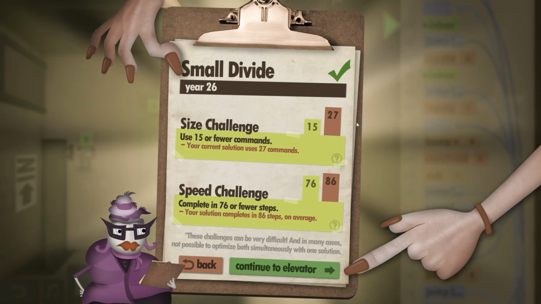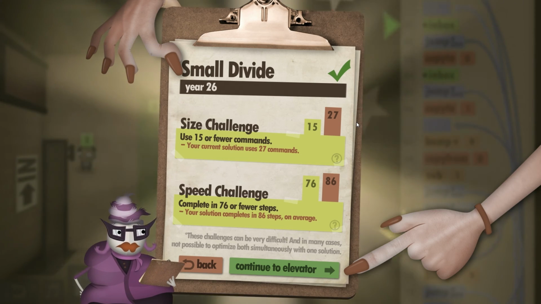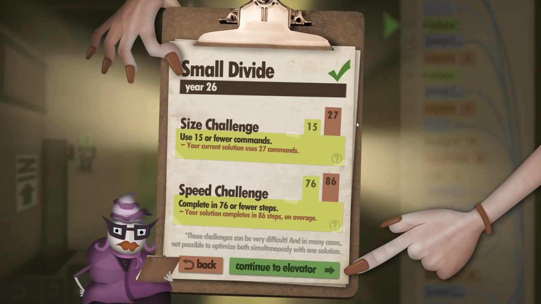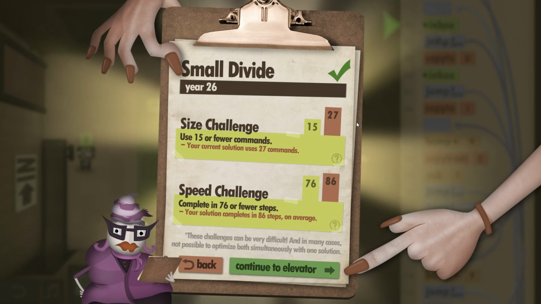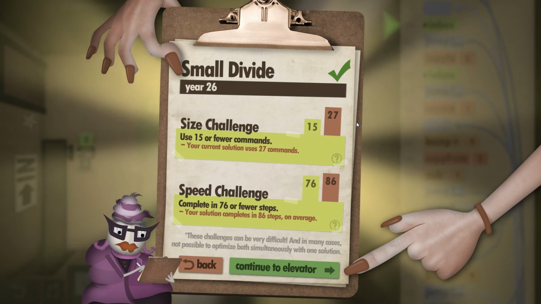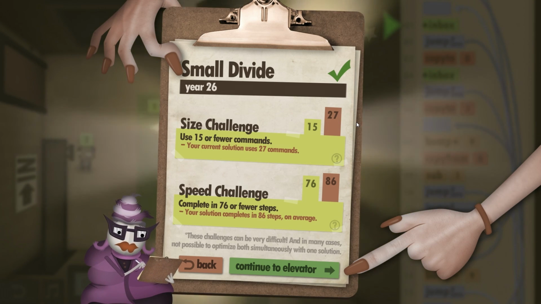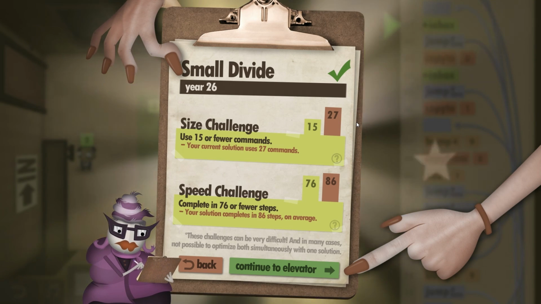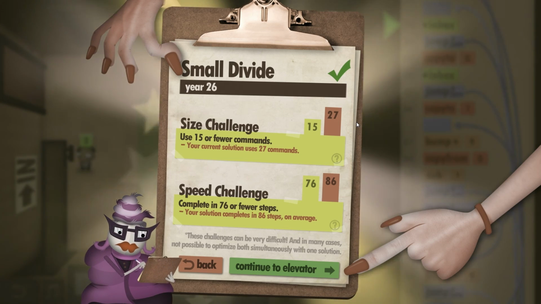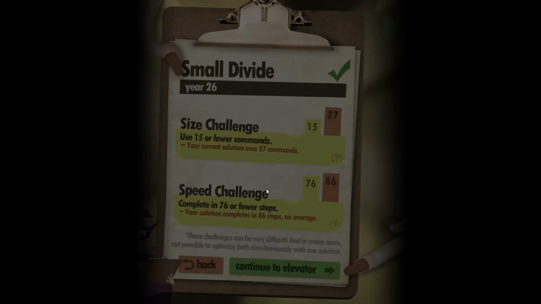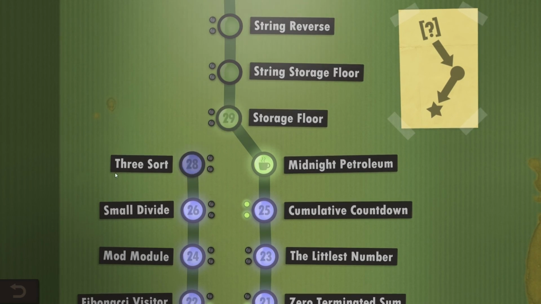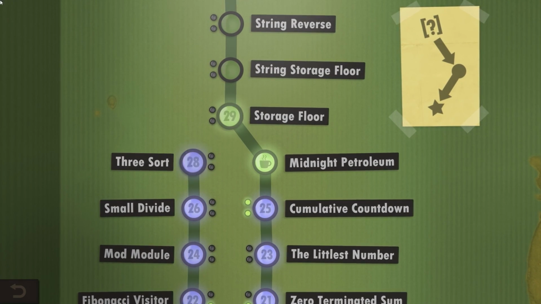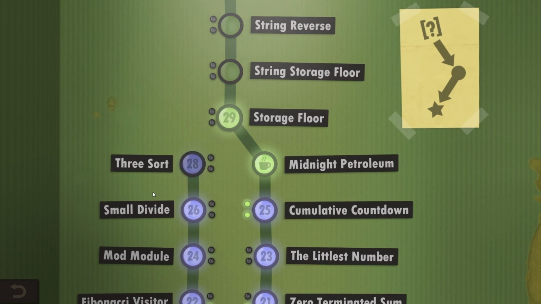27 commands! You can do it in 15, apparently. Oh my god, that hurt my brain so much. Why are we still playing this game? It's so hard. It's not quite as hard as Space Chem, but oh my god, it's hard. Oh, thank god we did it. This already sounds so ominous. I mean, we took a whole episode just doing one level there.